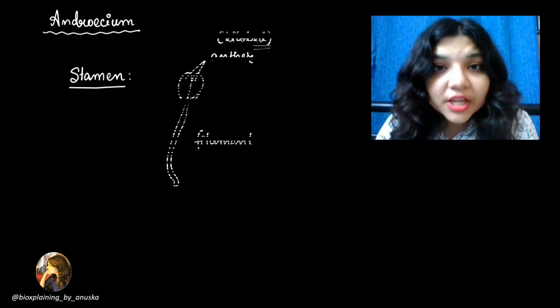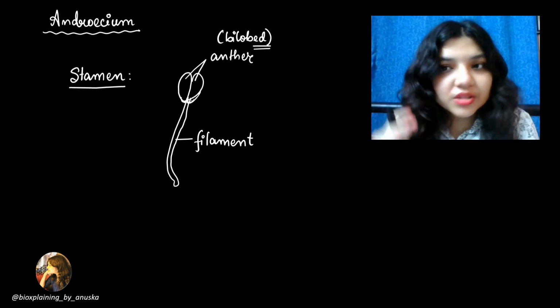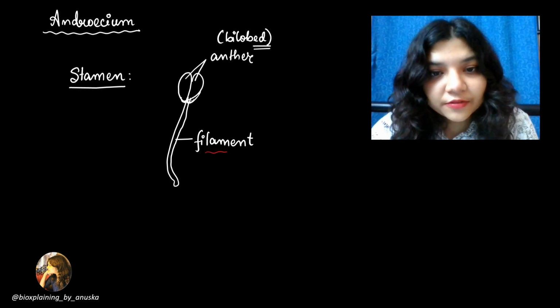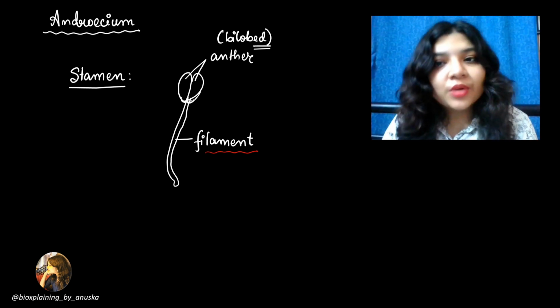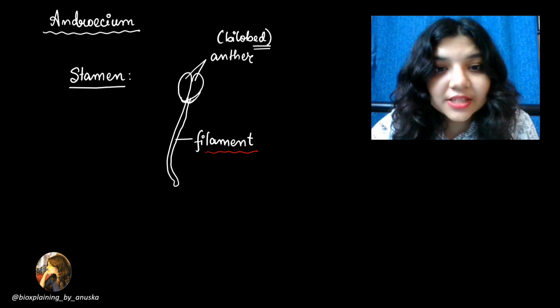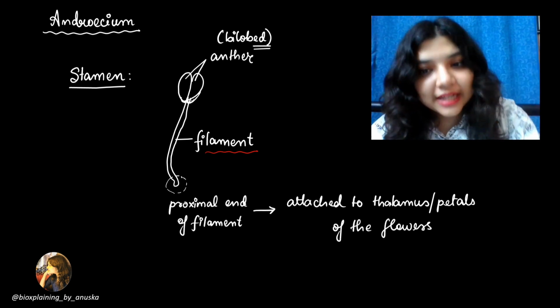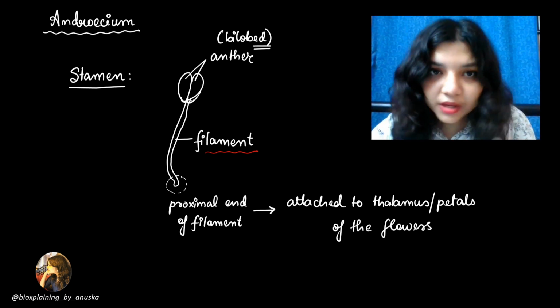Okay, so let us start discussing the androecium, that is the male part of the flower, and the individual units are known as the stamens. If you look into this diagram very carefully, you can note that there are two parts to the stamen. One is the long and slender stalk that we are terming the filament, and at the tip there is the bilobed structure which is known as the anther, right? The end part of the filament, that is the proximal part, is either attached to the thalamus or to the petals of the flower, right?